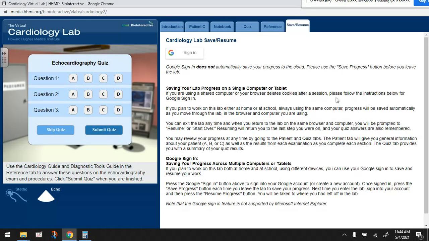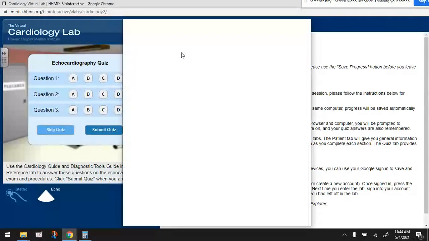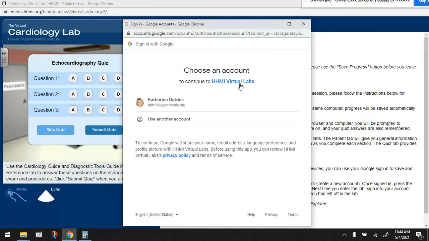And if for some reason you want to save your progress and you have to step away from your computer, then you would want to click on sign in. This will save your progress. Click on your school account and then hit allow, and another window will open up that'll ask you to click on a few things before it actually saves your work. But if you're a little nervous about having your information be available to BioInteractive, if you want to protect your privacy, then don't save it. Just try to plow through it and get it done. But you will have to start over if you don't save.